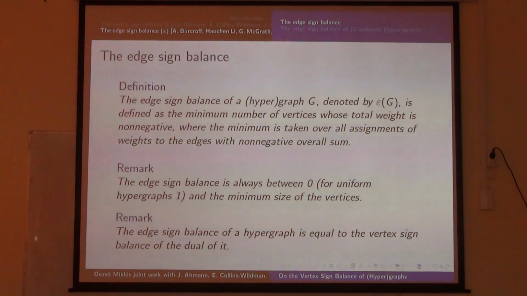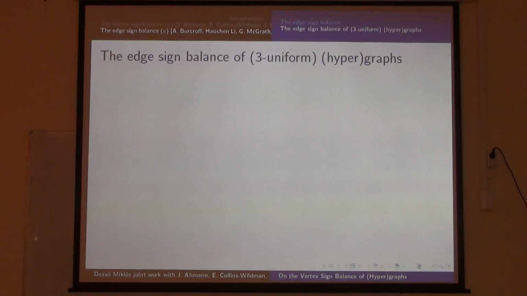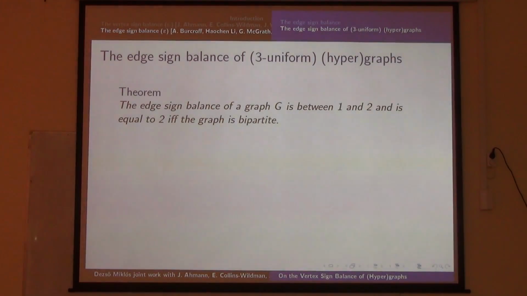And also, it's quite clear that the vertex sign balance and the edge sign balance are dual properties. So the edge sign balance of a hypergraph is equal to the vertex sign balance of its dual. So in that sense, of course, it makes no sense to introduce the edge sign balance, because once you know everything about the vertex sign balance, you know everything about the edge sign balance. Fortunately, we don't know everything about the vertex sign balance, so it makes sense to investigate that. The cases which can be tackled are very different for the two different notions. So for example, the edge sign balance of a graph is trivial.